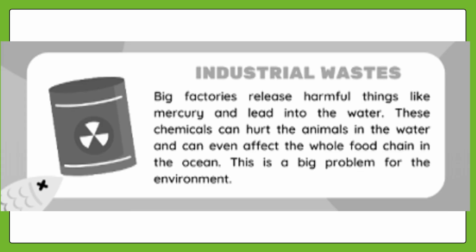Industrial wastes. Big factories release harmful things like mercury and lead into the water. These chemicals can hurt the animals in the water and can even affect the whole food chain in the ocean. This is a big problem for the environment.